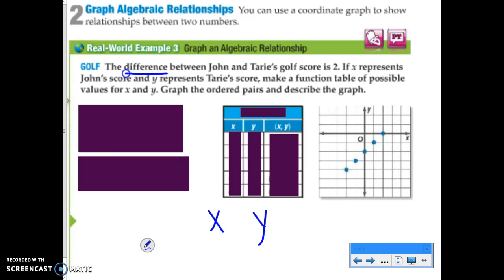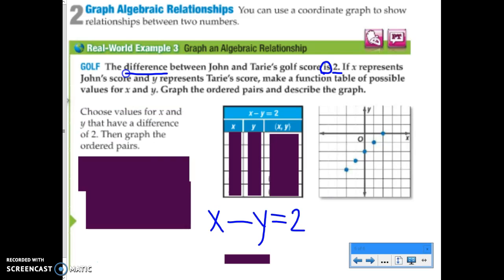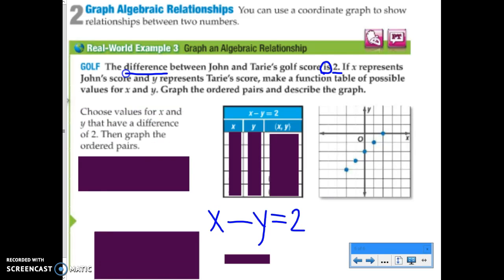Well, here they talked about the difference between them, so I know that the operation I'm using is subtraction. It says that the difference between their golf scores is 2. Is, we know, stands for equals, and we know that that difference now between them has to be 2. So I've created a rule for my table. So right now the first thing that we do is we're going to choose some different values for x and y that have a difference of 2.